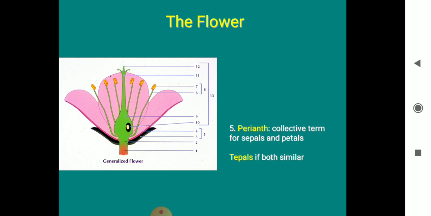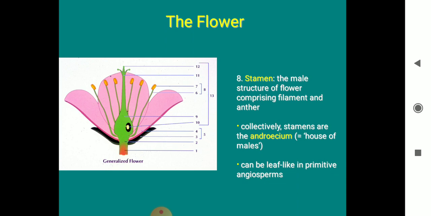The flower whorls are divided into essential whorls and non-essential whorls. The calyx and corolla are referred to as non-essential whorls. Sometimes in some flowers the calyx and corolla fuse to form a single layer, called the perianth, and each part of the perianth is referred to as a tepal. The essential whorls are the androecium and the gynoecium. The androecium is the single whorl of stamens, the male structure of the flower, comprising the filament and the anther.